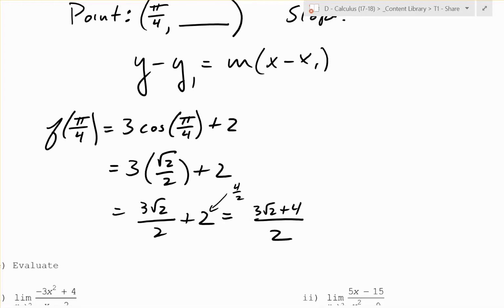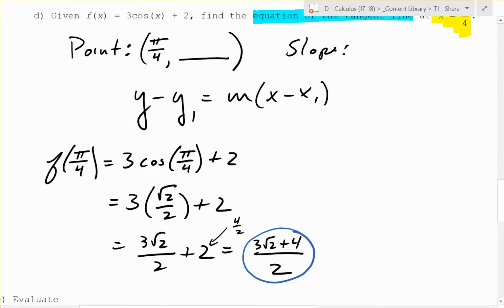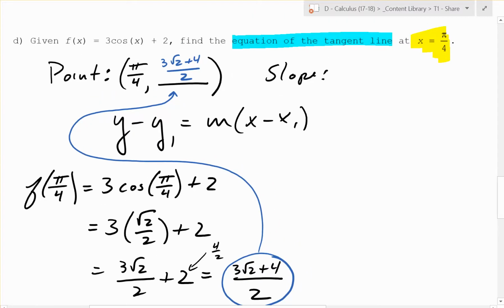You could, if you had your calculator, convert this to decimal, but that is the y coordinate. That is the coordinate that's going to go right there. 3 root 2 plus 4 over 2. It looks pretty nasty, but it's the same process. You find a point, and now we need to find the slope.